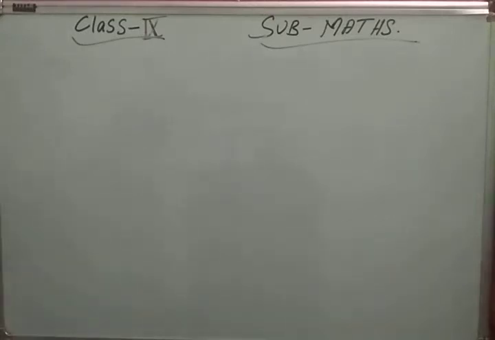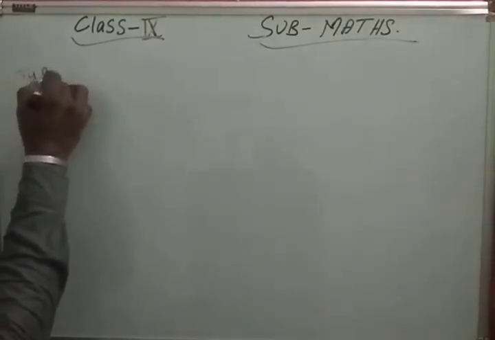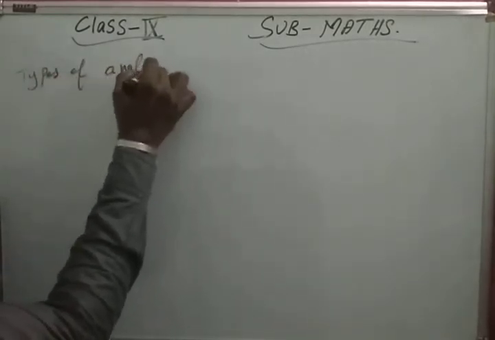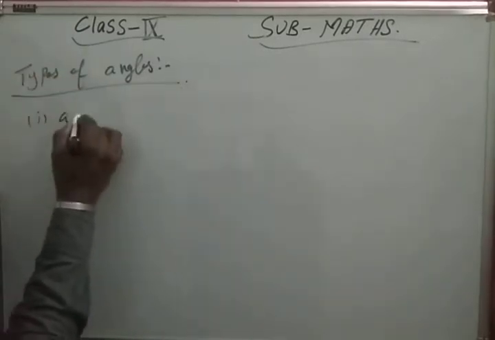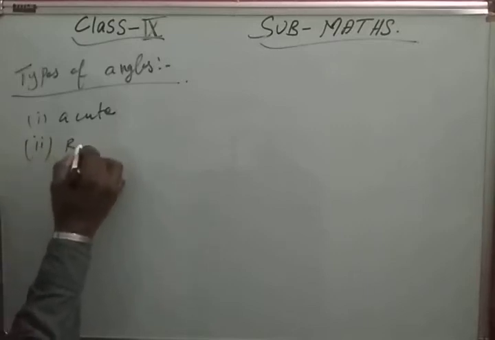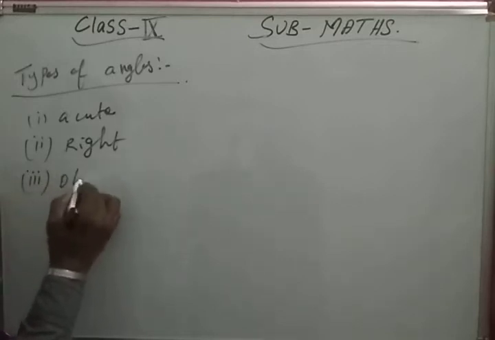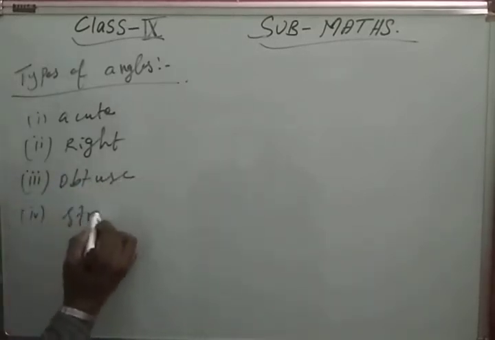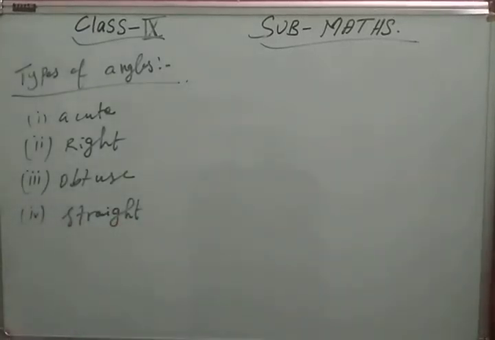Types of angles. First type is acute angle. Second one is right angle. Third one is obtuse angle. Then fourth one is straight angle. This you have learned already, I think.